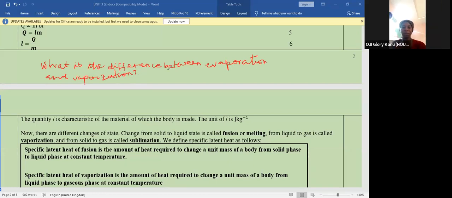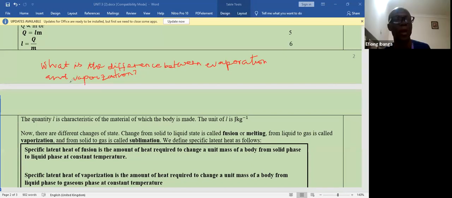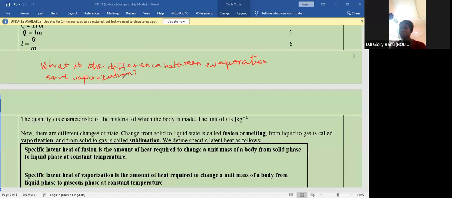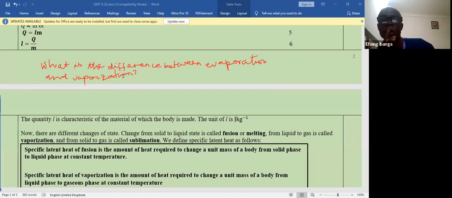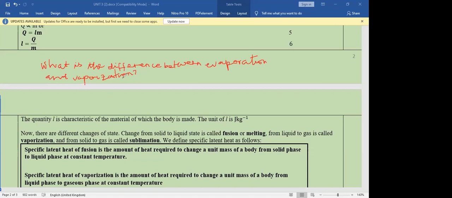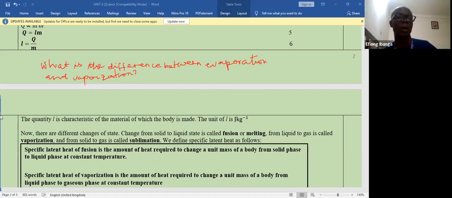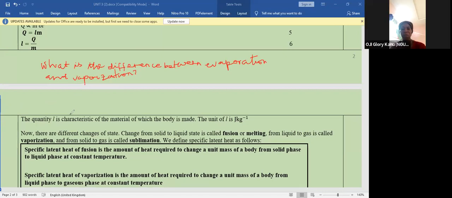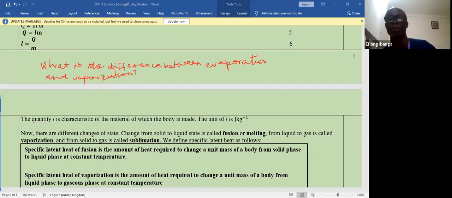What is the difference between evaporation and vaporization? You notice that in my definition, we have not associated the concept of latent heat with evaporation. We say latent heat of vaporization. So the question now is, what is the difference between evaporation and vaporization?